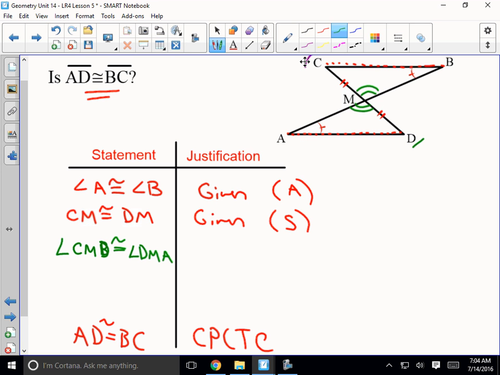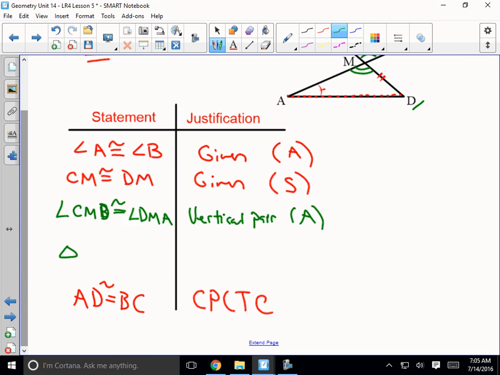So we've got CMB starting at the C, going through the 2 tick mark side, going to the 1 tick mark angle at B. So when we're on the bottom, we have to do the same thing. We have to start at D, go through the 2 tick mark side, and go to the 1 tick mark angle. Now the reason for that is it is a vertical pair of angles. So now we know that we have an angle situation. Now we want to be careful. This might not be ASA. It could be AAS.